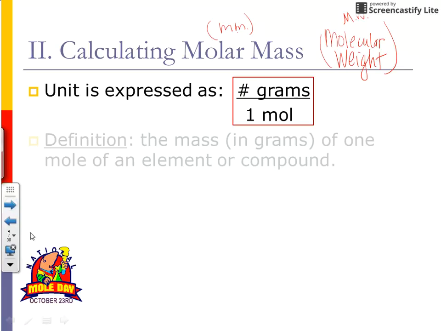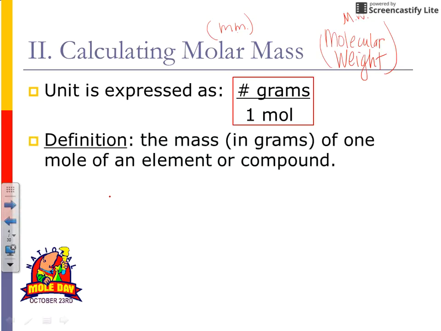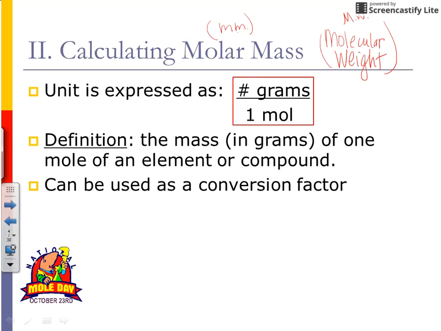Now we'll need our periodic tables to calculate this. The definition of molar mass is the mass in grams of 1 mole of an element or compound. Every element on the periodic table, the atomic mass that you see, is for 1 mole of that substance. If you had 1 mole of it, that would be the mass that you would need to have 1 mole of that particular element.